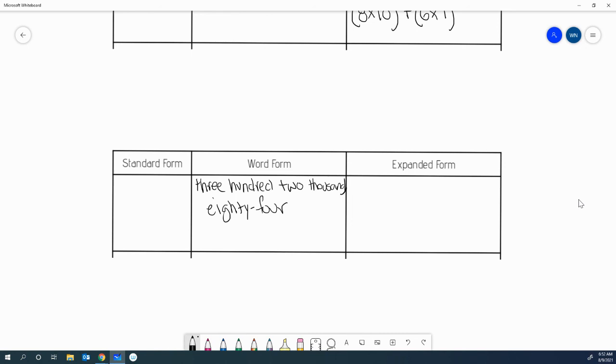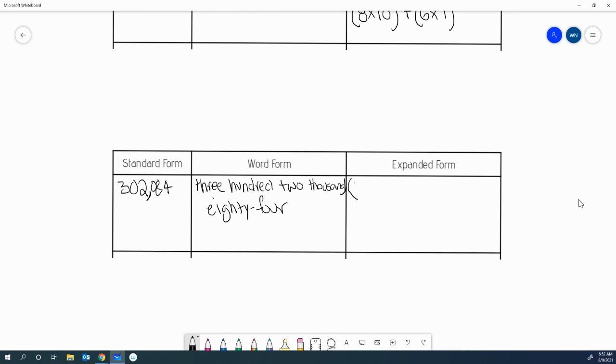Let's start with the 302,000. 302. You would write that as 302, comma, because it says 1,000, 84. So I can't just write 84 because if I'm looking at my place value, that means I'm missing a place value. I don't have 3 place values here. So I need to make sure I put my 0 in for the hundreds place. 302,084.